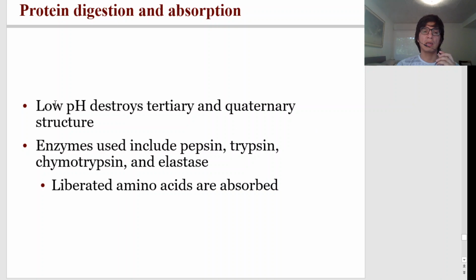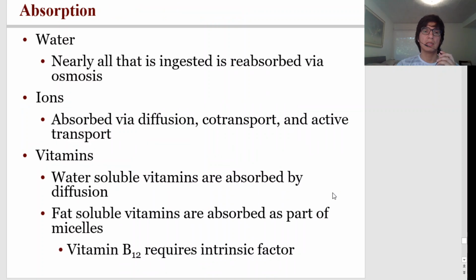Proteins: the acidic pH destroys the tertiary and quaternary structures of proteins, and then these are easier to access by these protein digestive enzymes. Absorption of water, nearly all is absorbed via osmosis, a large portion of it in the large intestine. Ions are absorbed through diffusion, co-transport, and active transport. And vitamins are absorbed by diffusion, and fat-soluble vitamins are absorbed as part of micelles.